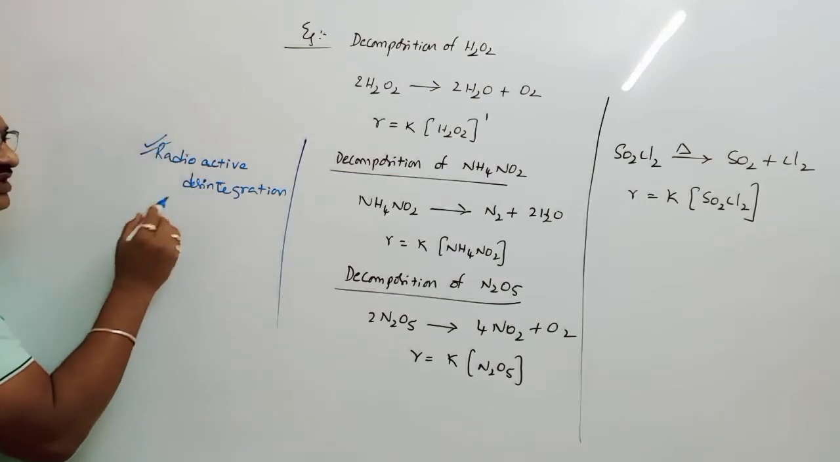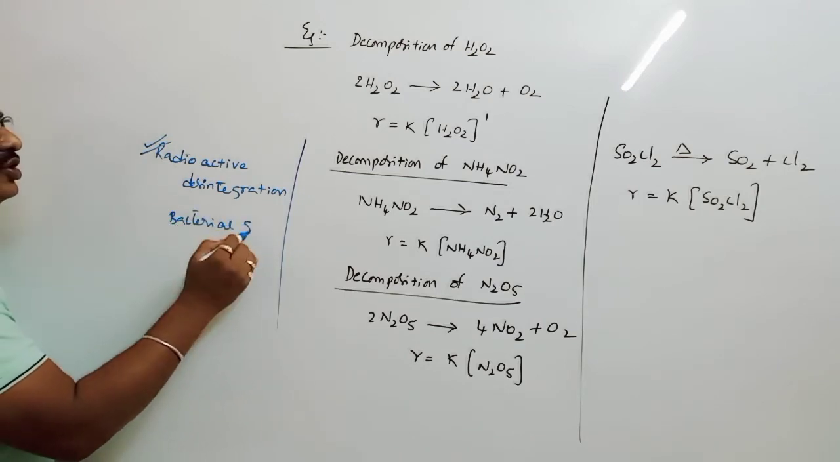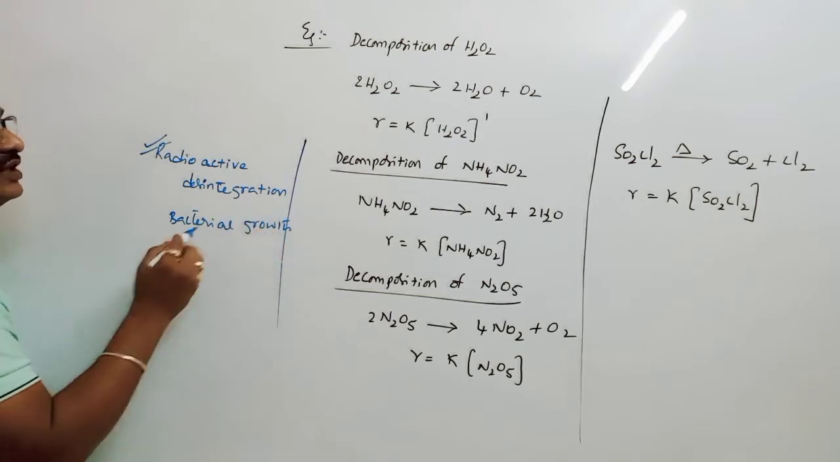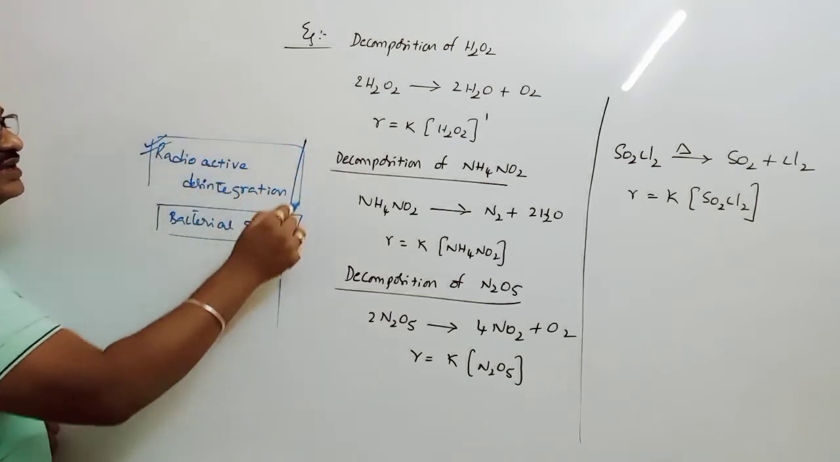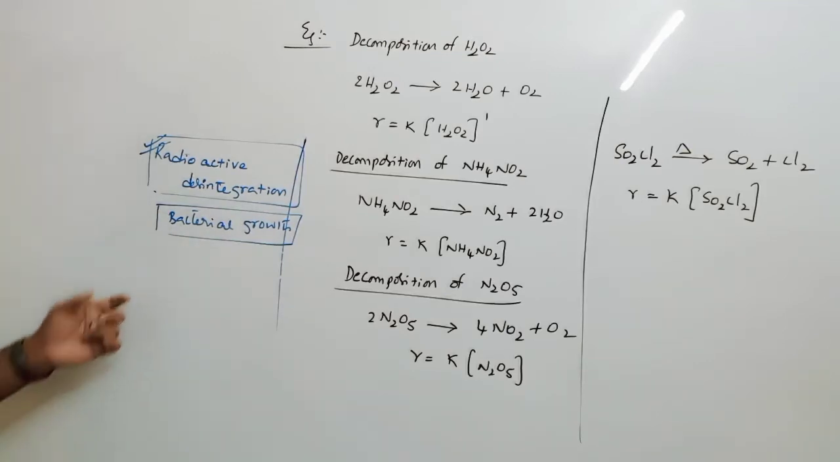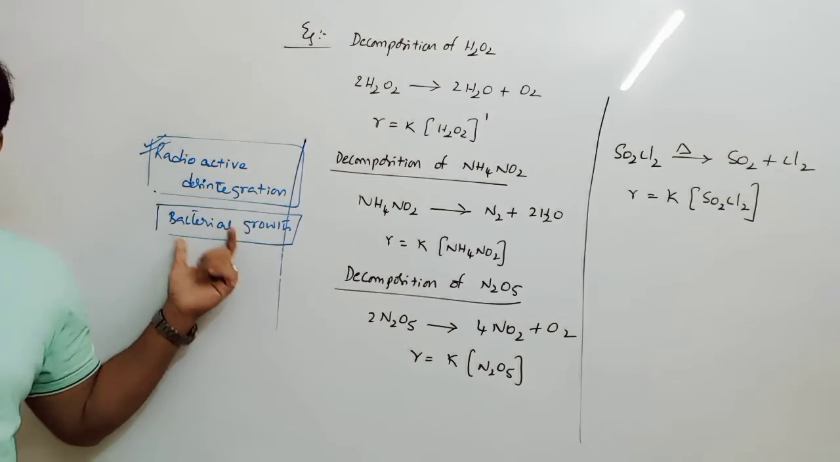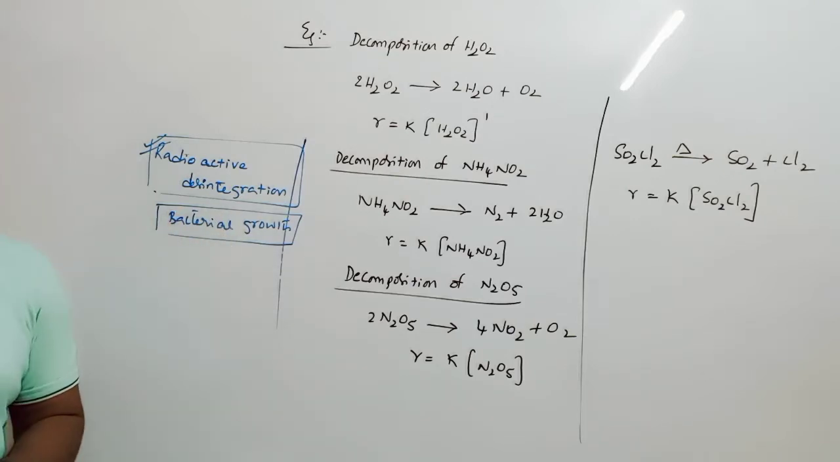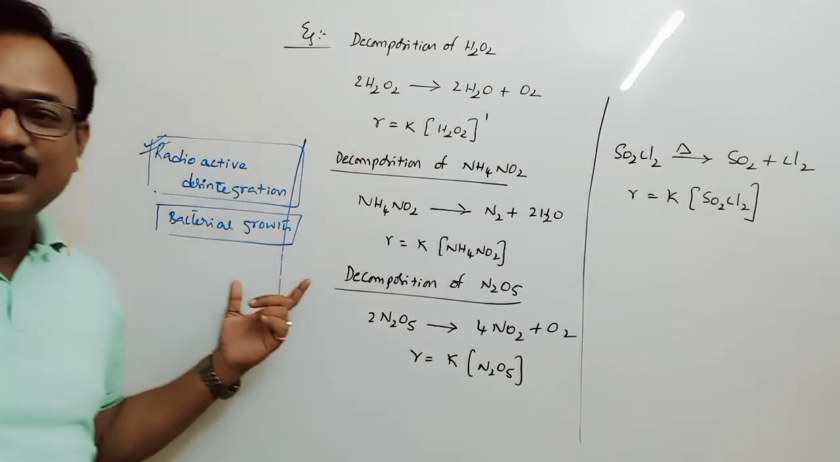This is the first thing. Second, bacterial growth. Bacterial growth also follows first order kinetics. Now remember these two. Radioactive disintegration as well as bacterial growth also follow first order kinetics.